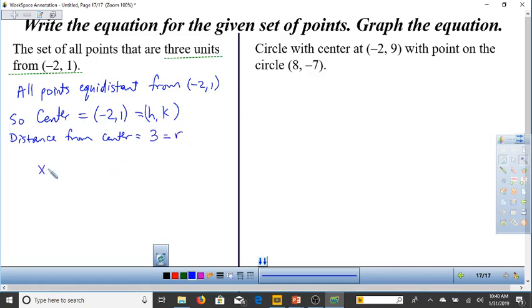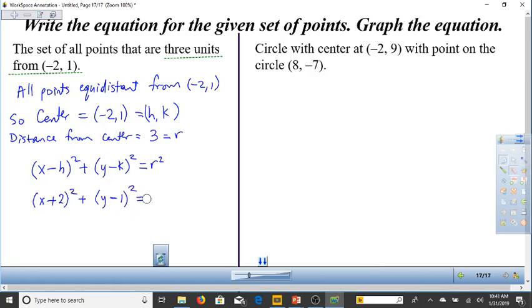So then we have x minus h squared plus y minus k squared equals r squared. So we do x minus -2, which is x plus 2, squared, plus y minus 1 squared is equal to 3 squared, which is 9. And that's our equation.